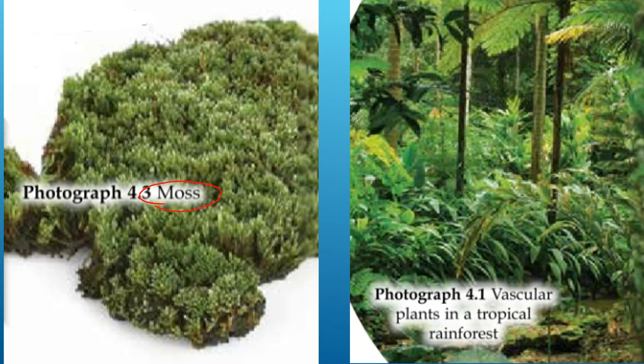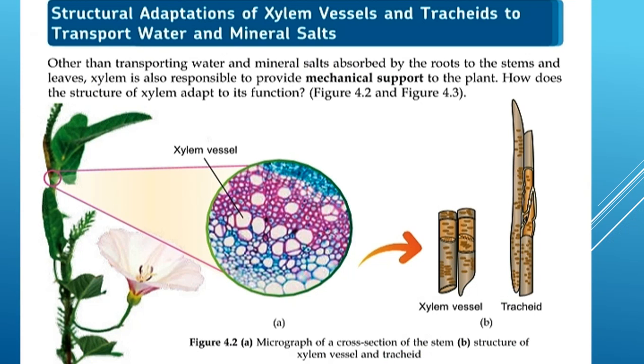So this is the example. We have moss, and also we have a vascular plant in a tropical rainforest. Structural adaptations of xylem vessel and tracheids to transport water and mineral salt. Other than transporting water and mineral salt absorbed by the roots to the stems and leaves, xylem is also responsible to provide mechanical support to the plant. So how does the structure of xylem adapt to its function?